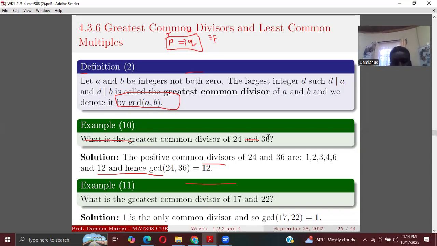So for example, I have 24 and 36. Let's just erase this so we can have a clear board. So what is the greatest common divisor between 24 and 36? What numbers divide 24 and what numbers divide 36? You can see the positive common divisors of 24 and 36 are: 1 divides both, obviously. 2 divides both. 3 divides both. 4 divides both. 6 divides both. 12 divides both. So of those numbers, the biggest is 12. So the GCD of 24 and 36 is 12.